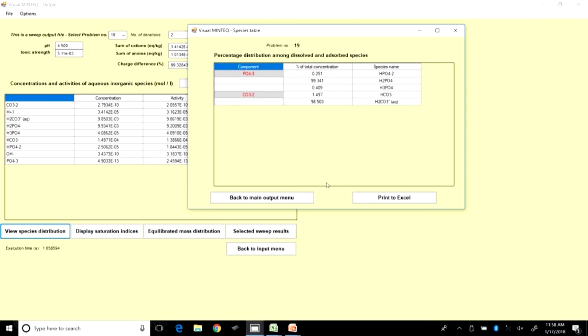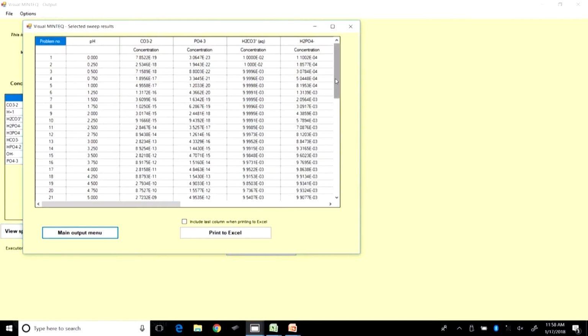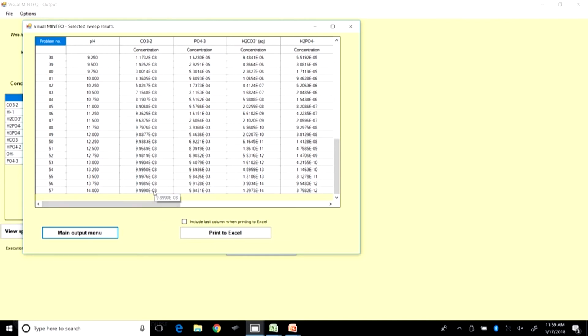Again, we are going to go back to the output menu, and I am going to say selected sweep results. This will give me a better idea, obviously. So, with pH, how is CO3 2 minus concentration going to change? It is obviously going to increase, and that is what you are going to see here, right. And the total was 0.01, which is 10 power minus 2, and that is what you see here, right. The maximum can be 0.01 here.